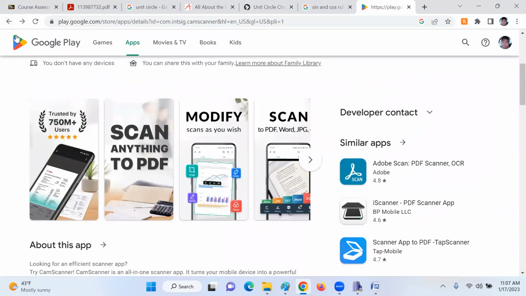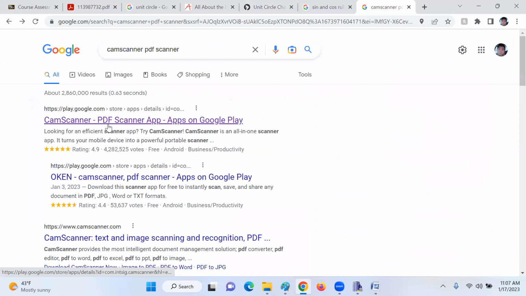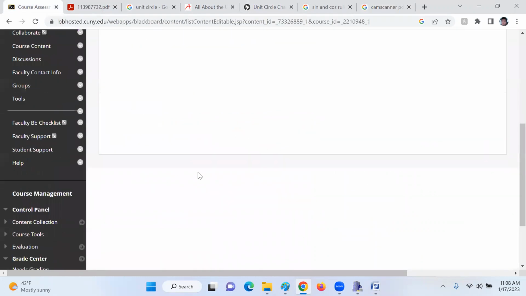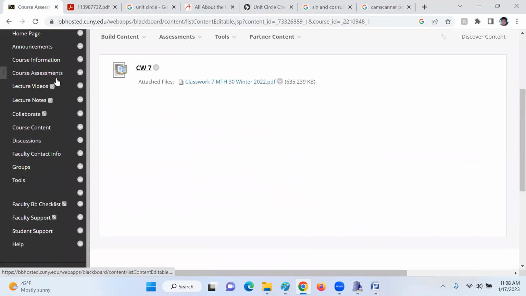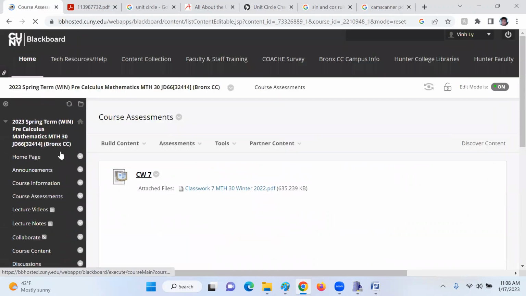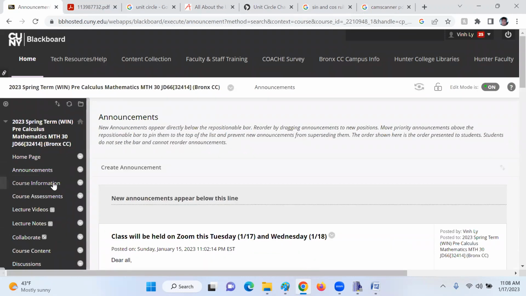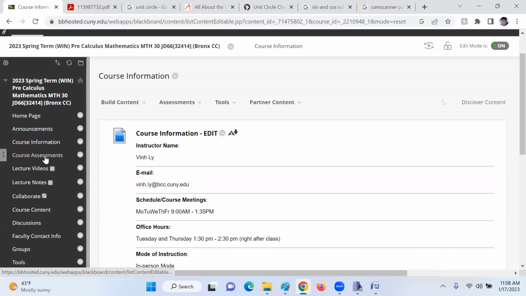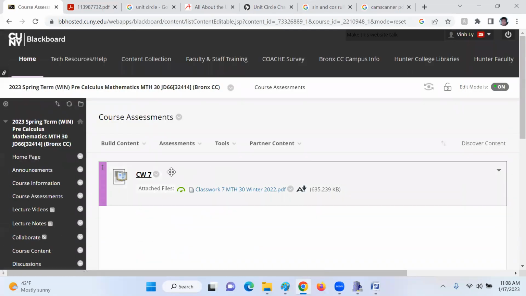So you're going to do it on a piece of paper, and then you're going to scan it and upload it on Blackboard. Okay, so how can I find the notes, the lectures? It's very simple. You go to Blackboard, click announcement, click information, you don't see them. You have my information here, but you click the course assessment, so you should have classwork number 7, and then you just click the file here and do the questions on a piece of paper, convert them into a PDF file, and then just submit it, right?